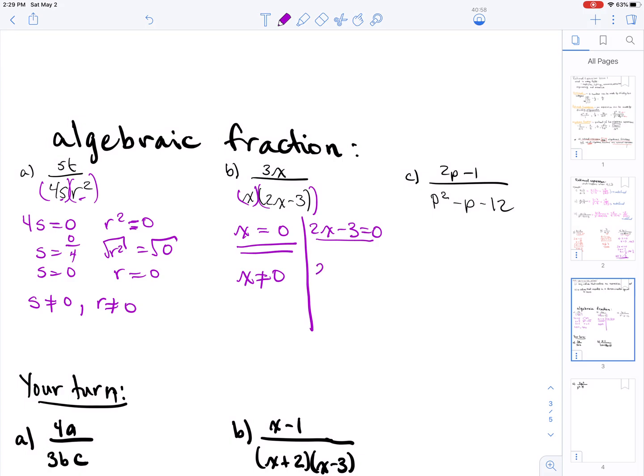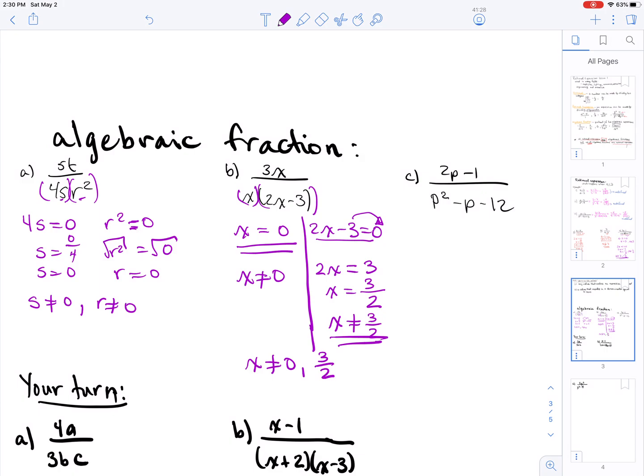We need to isolate out x, so 2x equals positive 3, because we're moving the 3 to the right side of the equal sign. And I can take x equals 3 divided by 2. So on this second factor, x cannot equal 3/2. So x in B cannot equal 0. It also cannot equal 3/2.